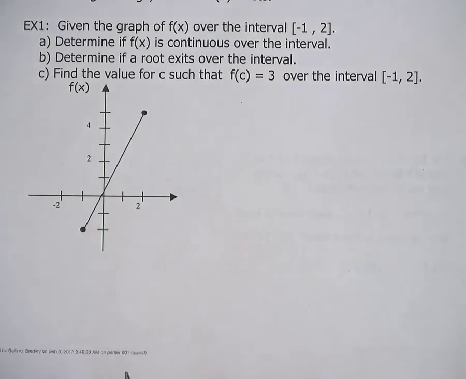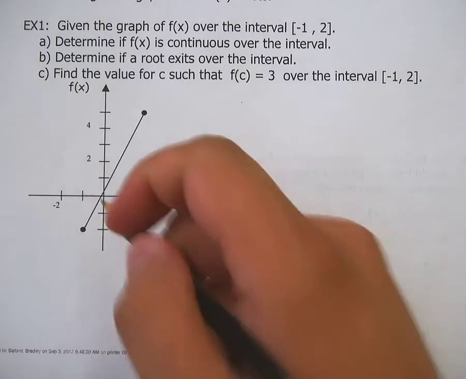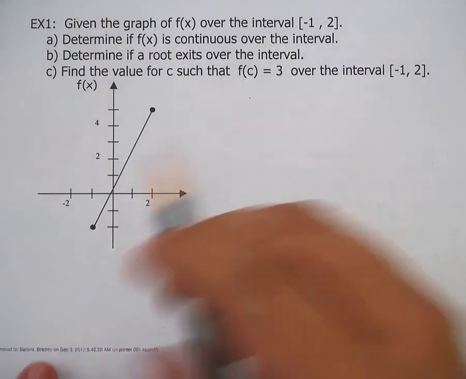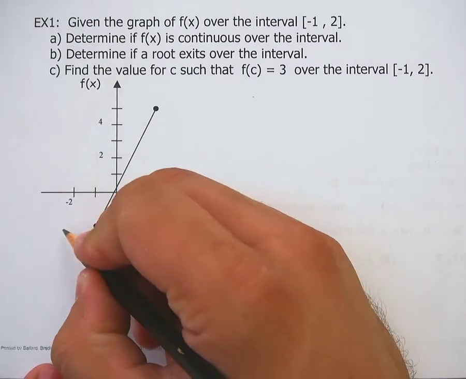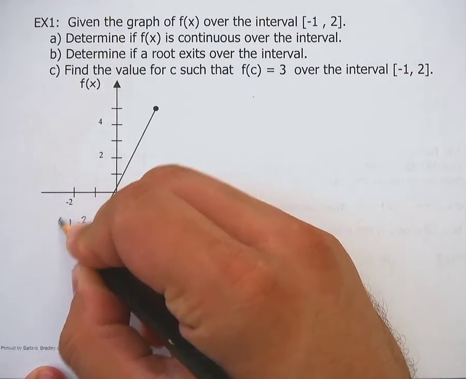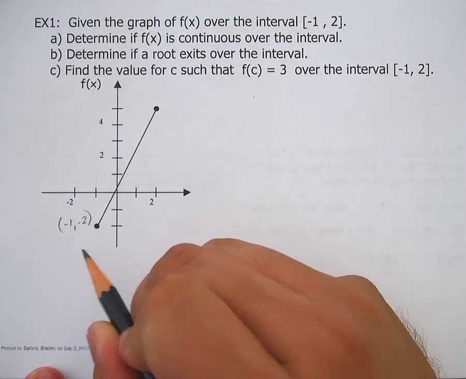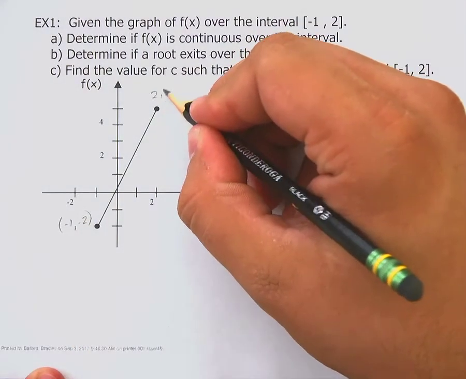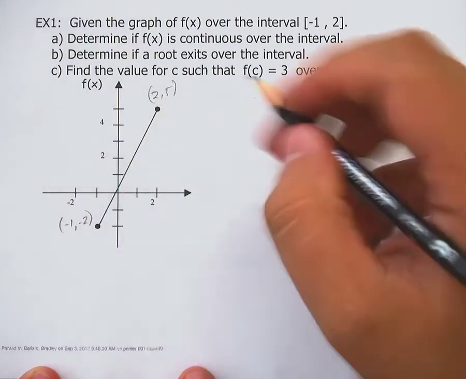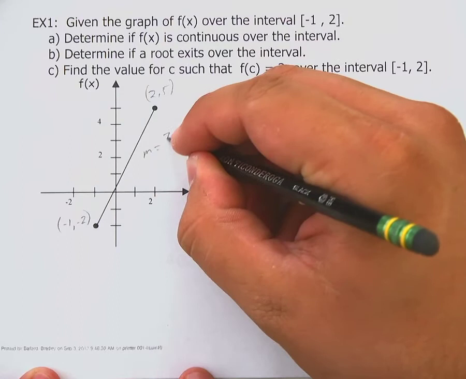Example 1. Given the graph of f of x over the interval -1 to 2, here's the graph of f of x. Before I even get into A and B and C and all that jazz, let's just look at this graph for a minute. It's linear. We've got a point at -1 comma -2, and 2 comma 5 up here. So if you count your slope off, it's up 7 over 3. You got a slope of 7 over 3.